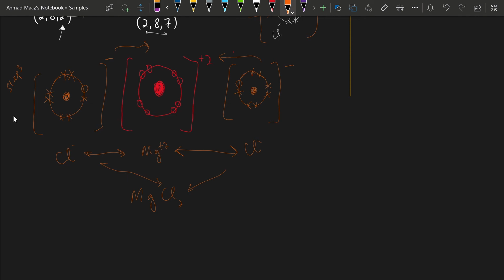Magnesium had a charge of positive 2. Magnesium donated 2 electrons, which one chlorine atom cannot accept. There must be 2 chlorine atoms to accept the 2 electrons being donated from magnesium. This is MgCl2. I hope it made sense. I'll see you in the next video.